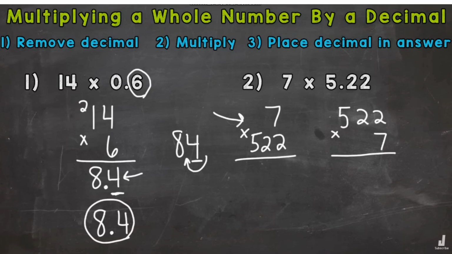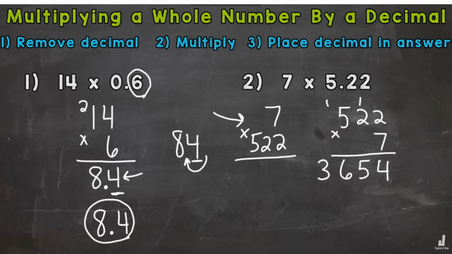So now we multiply, step 2, we multiply and solve here. 7 times 2 is 14. 7 times 2 is 14, plus that 1 is 15. 7 times 5 is 35, plus 1 is 36. So we get 3,654. But that's not our final answer.